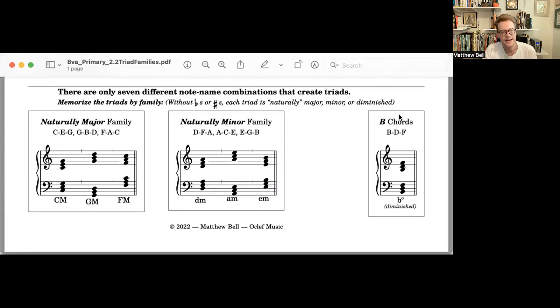And the last family is B by itself, as is usual with a lot of theory topics. B is the odd one out. And notice that B is naturally diminished. So B D F, without any modifications by flats or sharps, that's a naturally diminished triad. So we're going to cover that family in its own video.